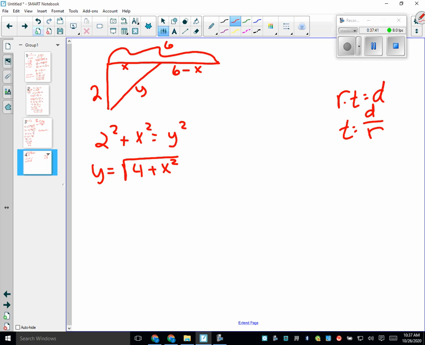No, because it's not. So this is in the water. So my distance in the water, which is radical 4 plus x squared, what's my rate in the water? 3 miles per hour. Plus my distance here is 6 minus x over my rate is my total time. You agree with that?